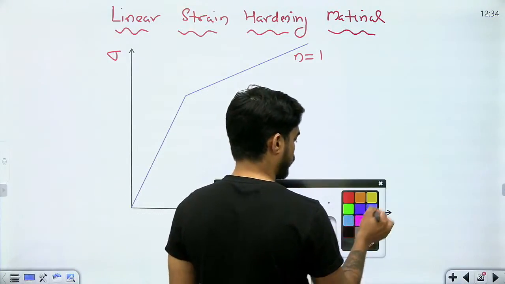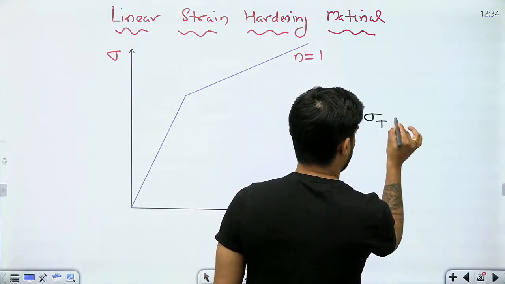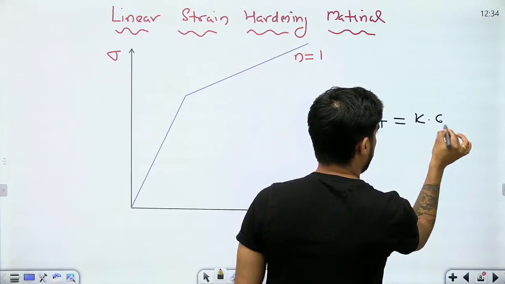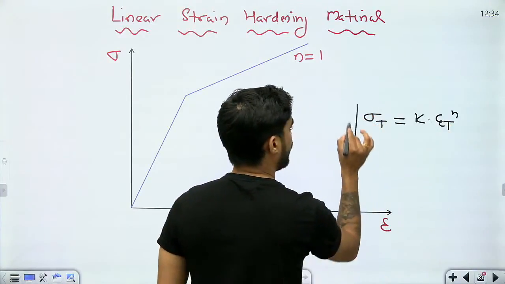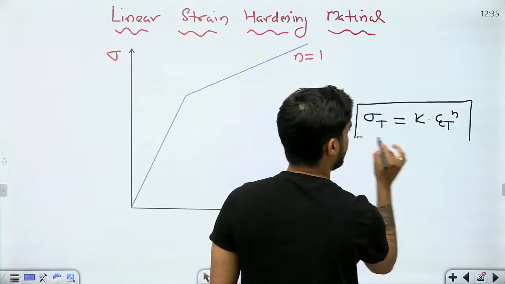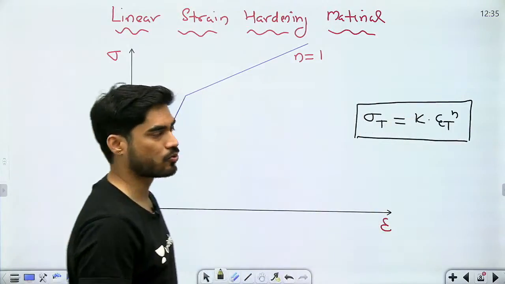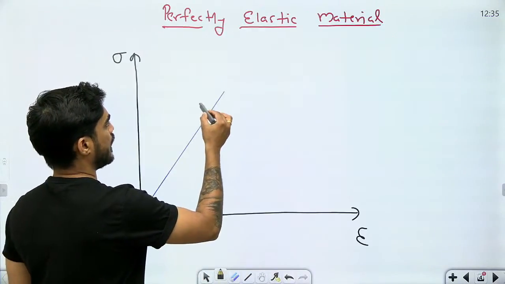Understand what is the strain hardening coefficient. Do you remember this equation? Sigma t equals k into epsilon t whole to the power n. This is the approximate relation between true stress and true strain during strain hardening.